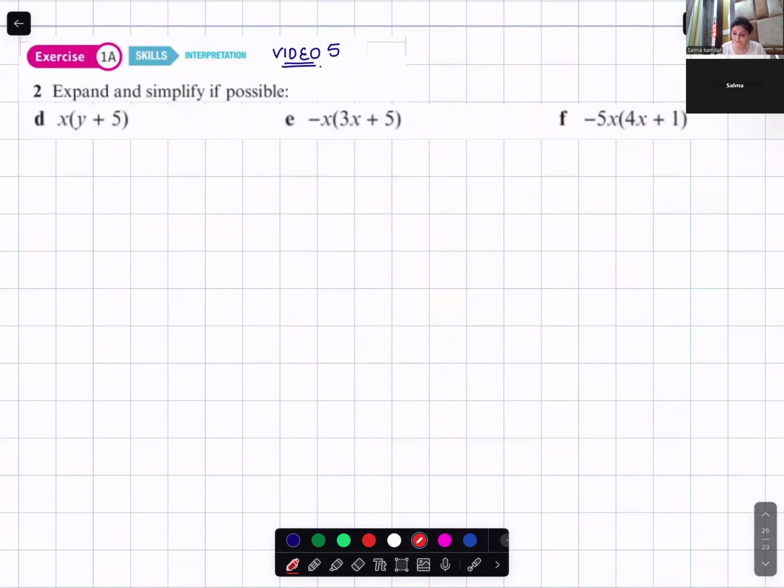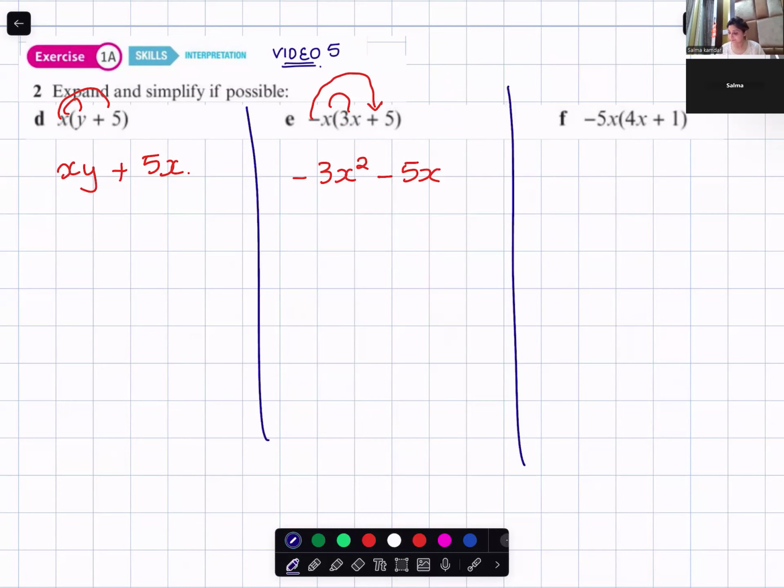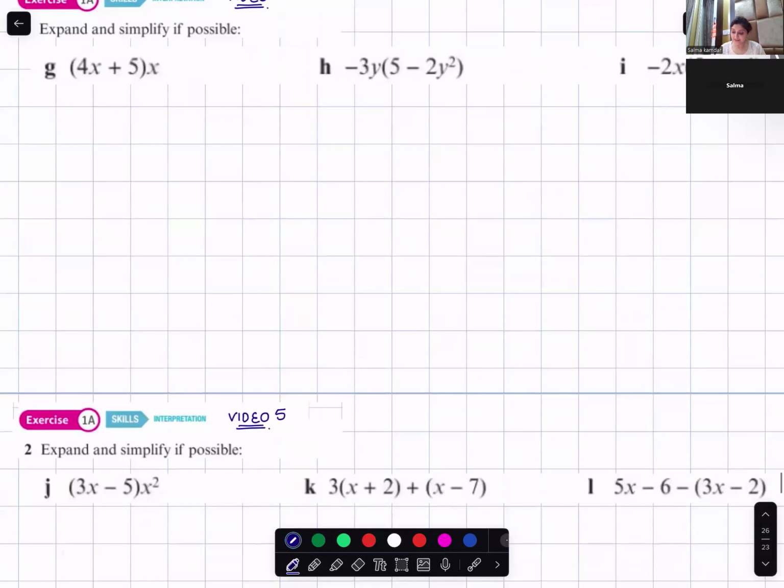Let's go to the next one. xy plus 5x. Here minus 3x square. Minus is going to change the sign of inside. Minus 5x. Minus 20x square. Minus will change the sign of inside. Minus 5x. Let's do the next one.